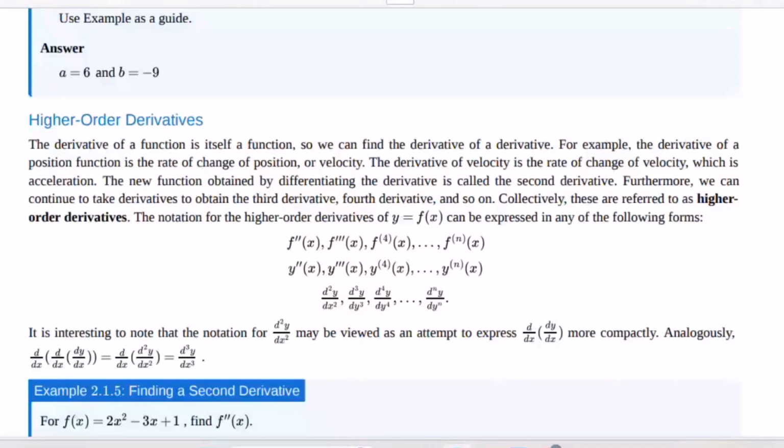May I please give you 3 minutes to calculate the first derivative for this function, f of x, which is equal to 2x squared minus 3x plus 1. I'm giving you 3 minutes. Sir, I'm done.